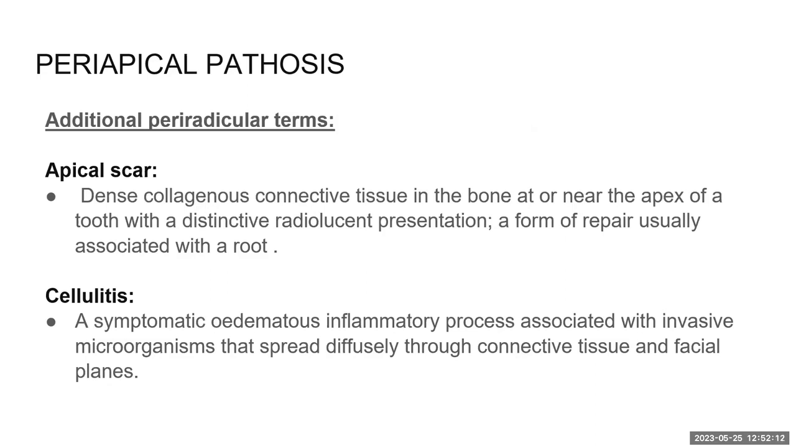In additional periapical terms, there is an apical scarring due to the inflammation. The inflammatory process leads to proliferation of dense collagenous connective tissue in the bone near the apex. We will see, with a distinctive radiolucent presence, a dense radiopaque area, or cellulitis. In case of an apical abscess, it might spread and reach the facial planes.